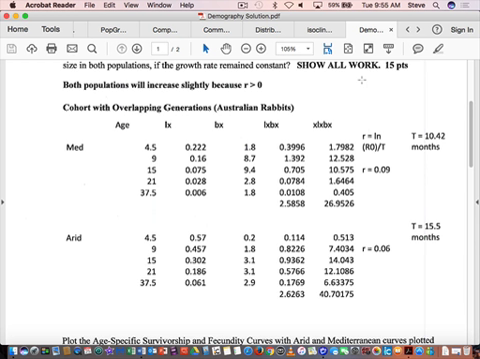Whatever, ln, whatever that is. Is that the natural log? Okay, yeah. Just look at your calculator.